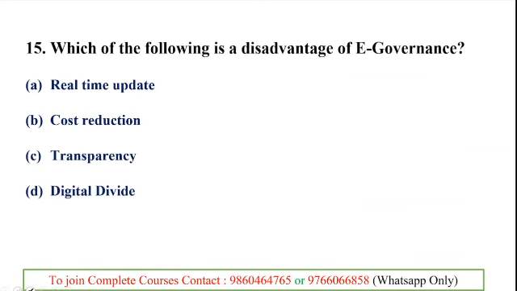this is the homework question for you. Which of the following is a disadvantage of e-governance? You must know that for every positive thing, like a coin, there are two sides, positive and negative. We explained a number of positive sides of e-governance, and there is also a disadvantage or demerit of e-governance. The options are: real-time update, cost reduction, transparency, digital divide, etc. So what is the answer for this question? What is the disadvantage of e-governance?